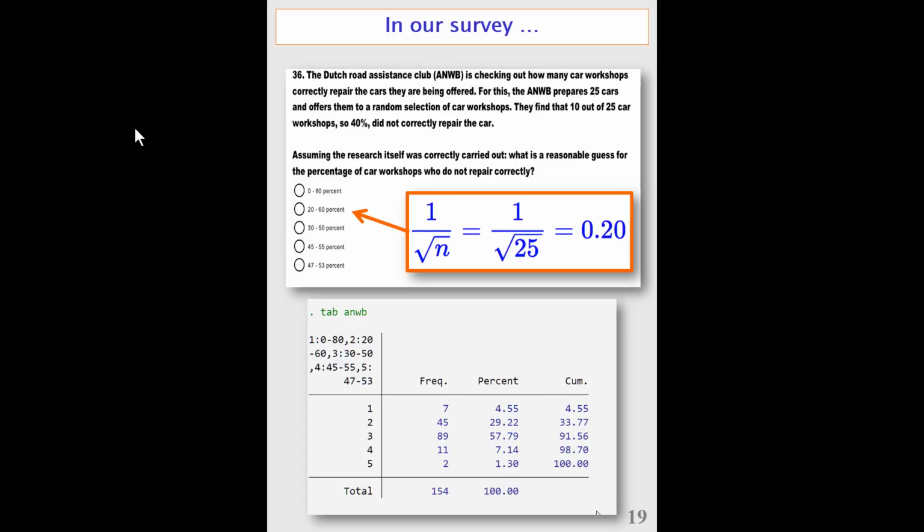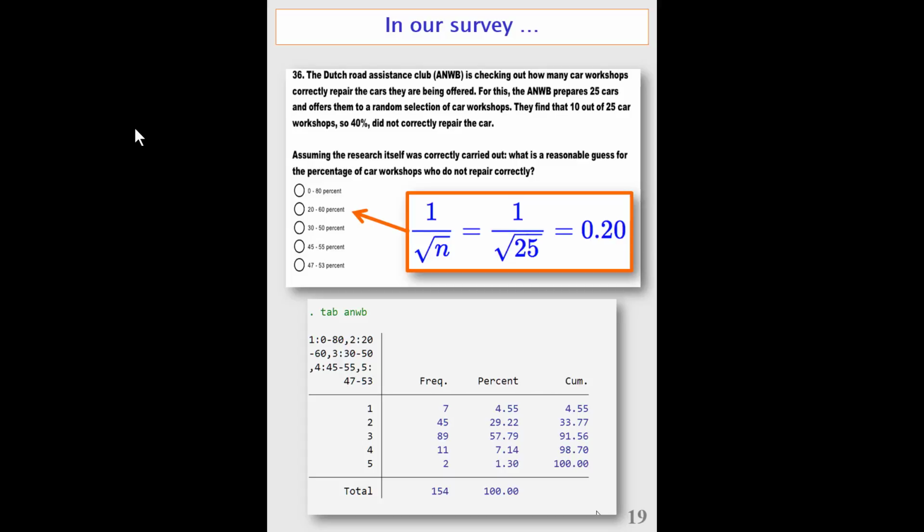Here I had a question where I said the Dutch Road Assistance Club is checking out how many car workshops correctly repair the cars that are being offered. They sampled 25 and they find that 10 out of 25 did not correctly repair the car, so 40%. Again, same question, what is a reasonable guess here for that 95% confidence interval? I didn't want to use that word in the actual question, but here you can do the same thing. 1 over square root n here, 1 over square root 25, 1 over 5 is 0.2, or 20 percentage points.